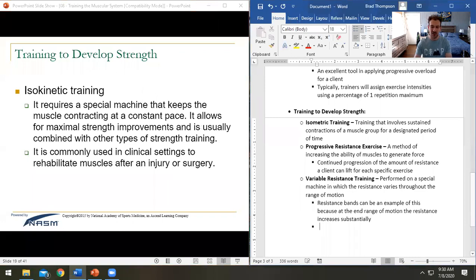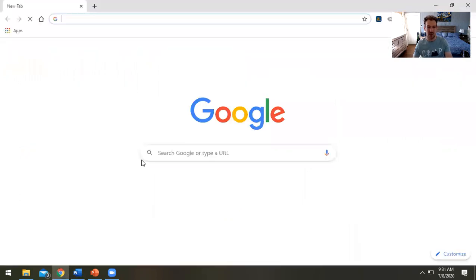Now we've also got isokinetic training. This is kind of, honestly, going out of style. It's still used in injury, physical therapist offices and stuff, but isokinetic training is really kind of interesting. This requires a very special machine that keeps the muscle contracting at a constant pace. So what's really cool about isokinetic training is you'll get on this machine here.